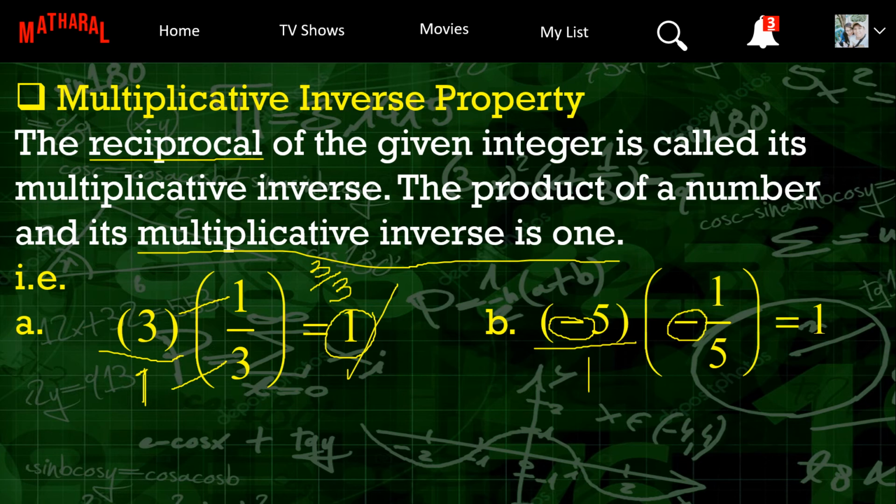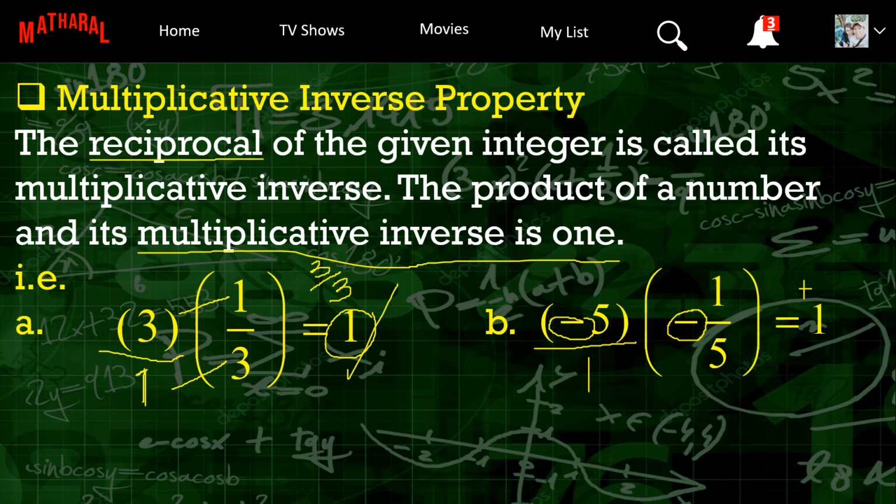So, negative 5 over 1 times negative 1 over 5. Since they both have a negative sign, the sign of the product is positive. Kaya po ganyan siya. Same concepts lang naman po ang gagamitin dyan. So, negative 5 times 1 is negative 5, divided by 1 times 5 is 5. So, 5 divided by 5 is 1. Ayun po ang ating sagot. So, 1. It supports the definition itself that the reciprocal of the given integer is called its multiplicative inverse. Ayan po. And the product of a number and its multiplicative inverse, is always 1, as you can see on your screen po.